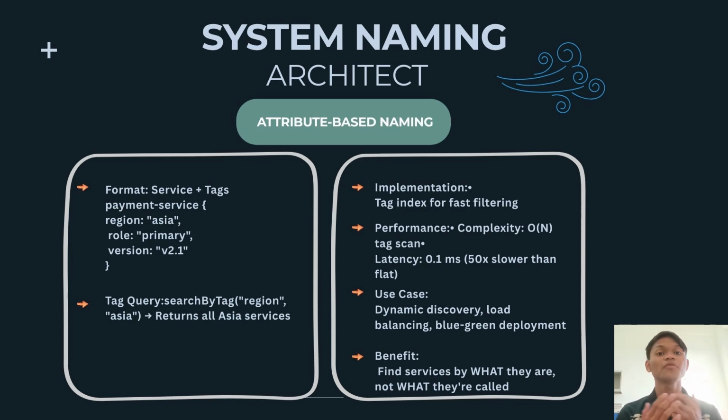The trade-off is performance. Attribute-based naming is the slowest at 0.1 millisecond per lookup. That's 50 times slower than flat naming. But this is acceptable because discovery queries are less frequent.